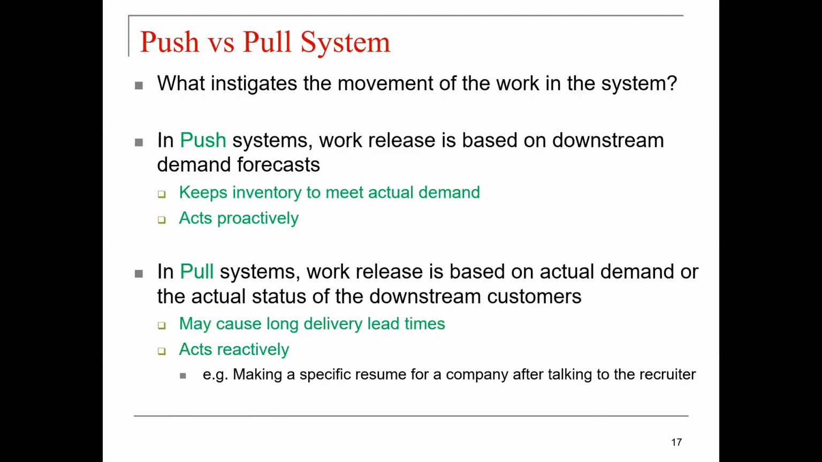So they keep inventory to meet actual demand and act proactively. On the other side, in pull systems, work release is based on actual demand or the actual status of the downstream customers. So they may cause long delivery lead times, and these act reactively. For example, making a specific resume for a company after talking to the recruiter. You only take action once you have the certainty that this is what the customer needs.